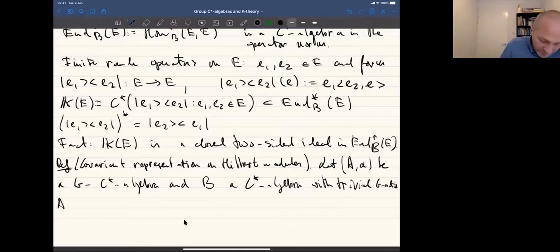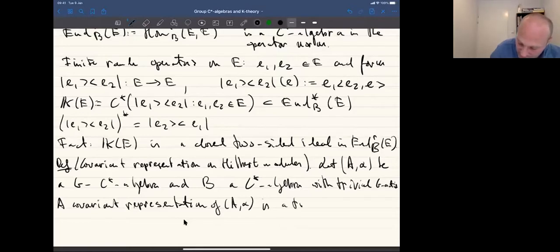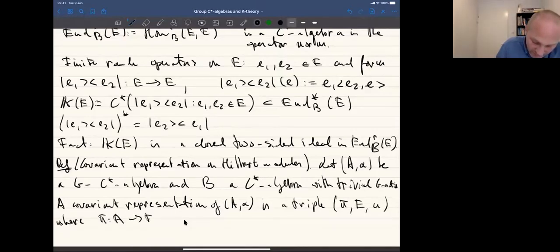then a covariant representation of (A, α) is a triple (π, E, U), where π from A to End star B of E is a star homomorphism.